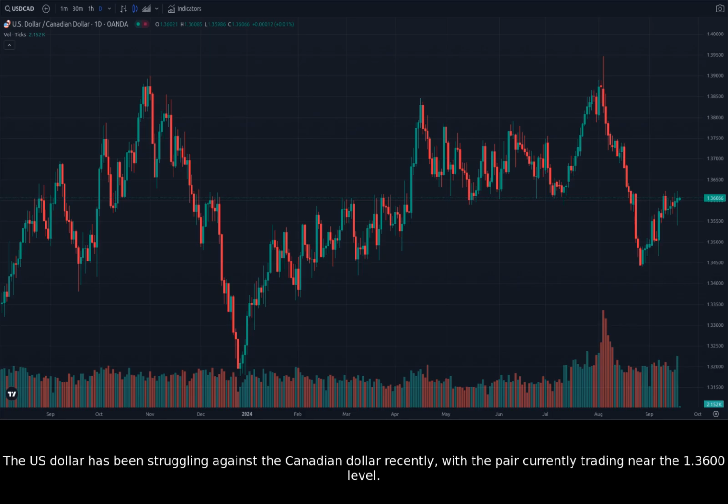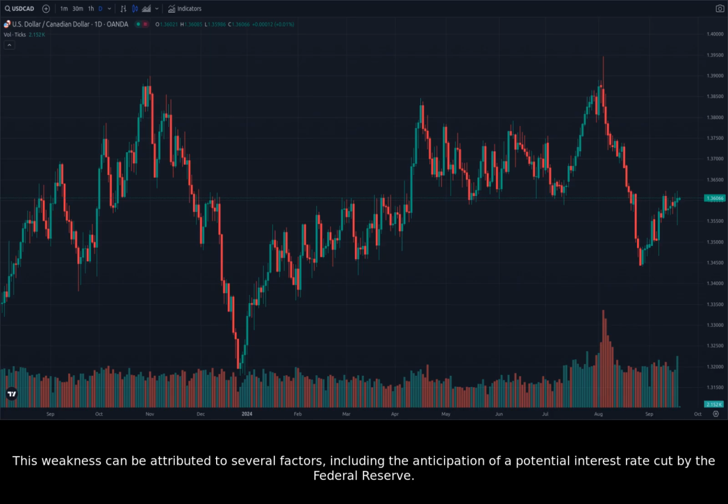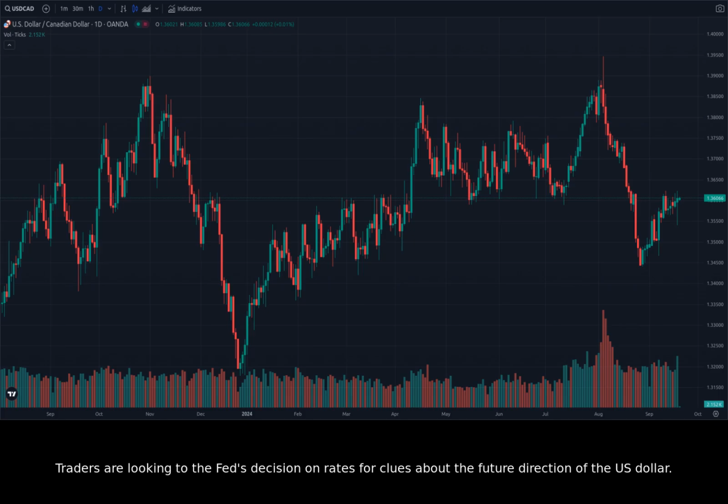Today, September 18th, 2024, we're focused on the USDCAD pair. The US dollar has been struggling against the Canadian dollar recently, with the pair currently trading near the 1.3600 level. This weakness can be attributed to several factors, including the anticipation of a potential interest rate cut by the Federal Reserve. Traders are looking to the Fed's decision on rates for clues about the future direction of the US dollar.